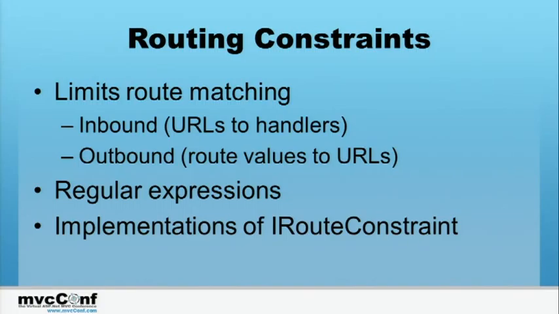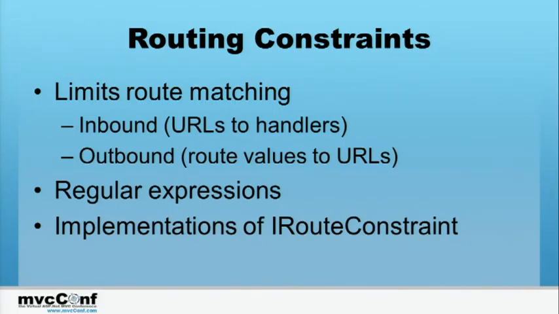So I put the word handler here, but the reality is that in MVC, handler means controller and action. Routing, of course, doesn't really know about MVC. Routing just looks for implementations of IHttpHandler. So in MVC, we have an IHttpHandler, which in turn turns a controller and action name into calls to your action method. Routing constraints can also limit routes on the way out. And that is when you have route values like controller and action name and other things, it can say whether this is an appropriate route to match.